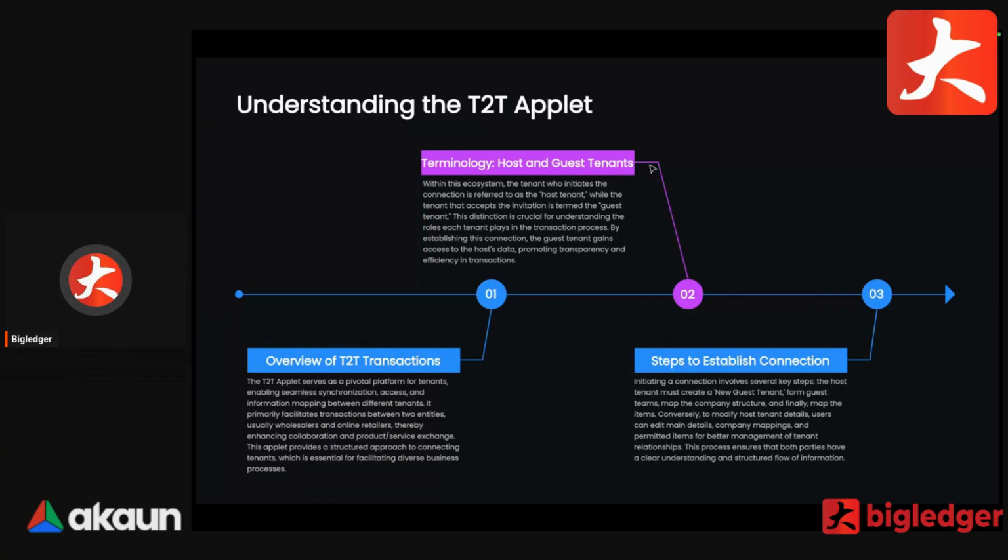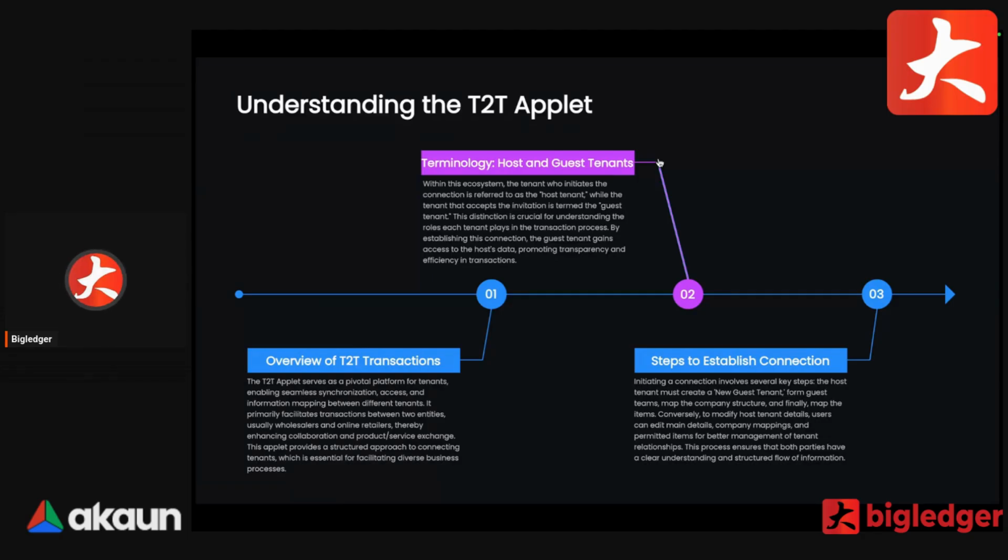And then we need to know about the terminology in order to understand the features further. So we need to understand the host and guest tenants. Basically, within this ecosystem, the tenant who initiates the connection is referred to as the host tenant, while the tenant that accepts the invitation is termed the guest tenant. This distinction is crucial for understanding the roles each tenant plays in the transaction process. By establishing this connection, the guest tenant gains access to the host tenant's data, promoting transparency and efficiency in transactions.